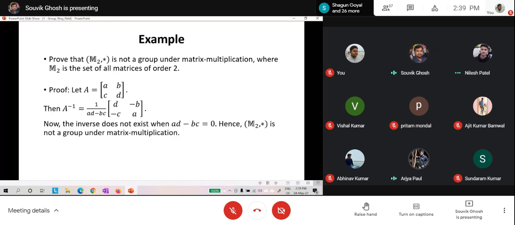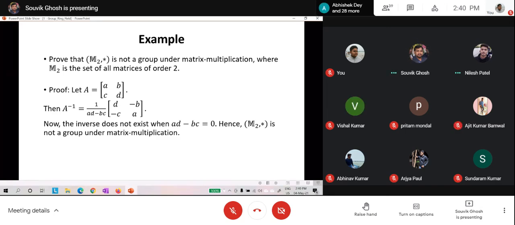Suppose you have the matrix A, which in general is given by A, B, C, D. If you try to find the inverse, you get the inverse as adjoint of A divided by mod of A, that is the determinant of A. So what is the determinant of A? That is AD minus BC. If for this A, B, C, D it is 0, then does the inverse exist? No, sir. So for all the elements, the inverse does not exist.